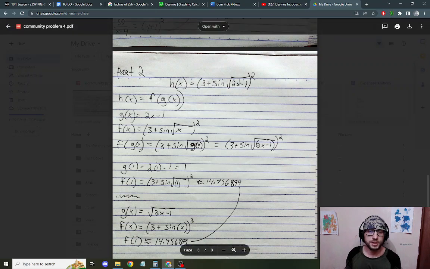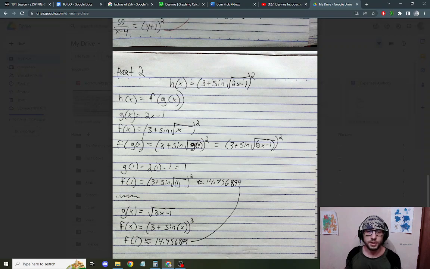Therefore, since we did that, f of x must be 3 plus sine of square root of x, all of that squared. So basically, everything that's left over must be f of x. And in order to find f of x, we need to find g of x. So if I say f of g of x, another way to say this could be, instead of the x, we put the g of x there. Or more specifically, we put the 2x minus 1 in there, which is essentially the same thing as the original h of x. So theoretically, that should work.